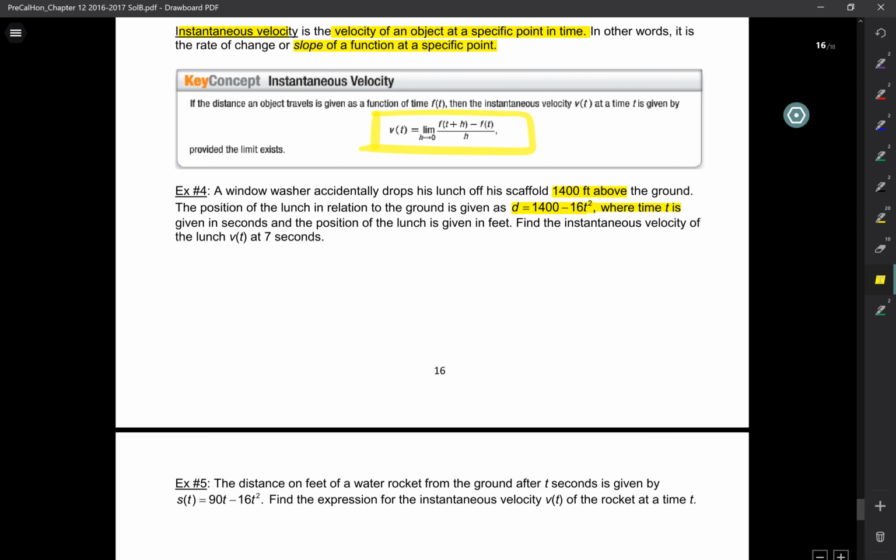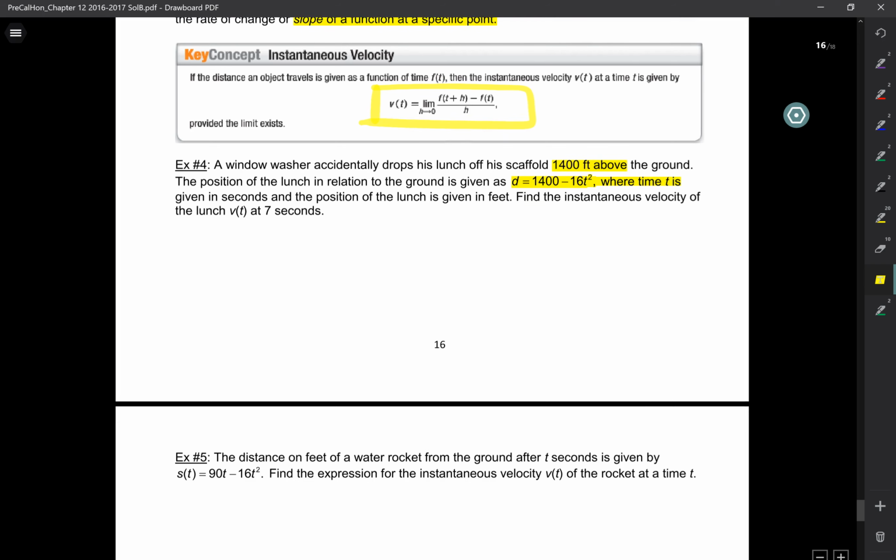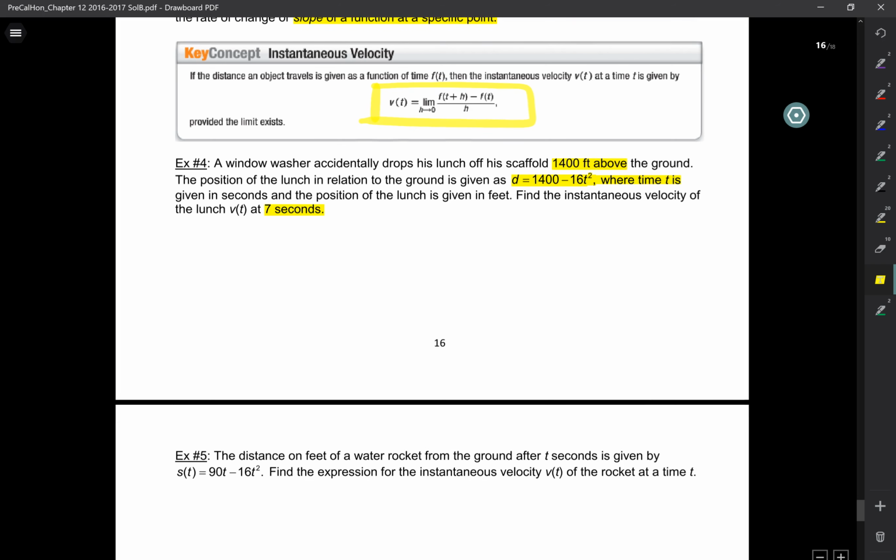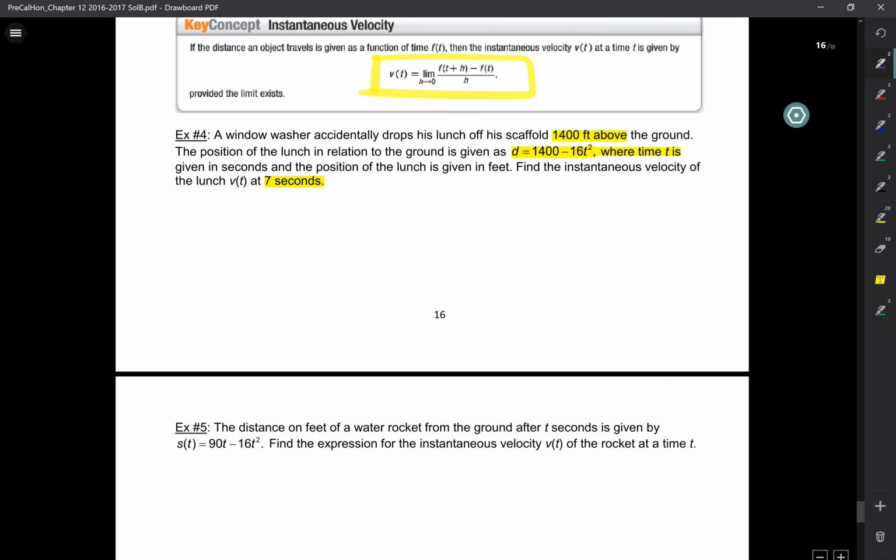This is the position. Find the instantaneous velocity of the lunch at 7 seconds. So what do we need to do? Okay. Plug in 7 after we find the slope. Okay, so first of all, we need what? D of t plus h. So first we need this. And now I'm going to spare you the algebra and just tell you that it's that.